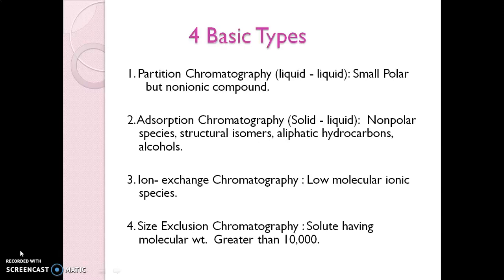Now we will see the classification of chromatography. Chromatography is divided into four basic types: partition chromatography, adsorption chromatography, ion exchange chromatography, and size exclusion chromatography. What is partition chromatography? In partition chromatography, the analyte gets separated between two liquid phases, the stationary phase and the mobile phase. Both are liquid here. In adsorption chromatography, the analyte gets separated between the stationary phase, which is solid, and the mobile phase, which is liquid.